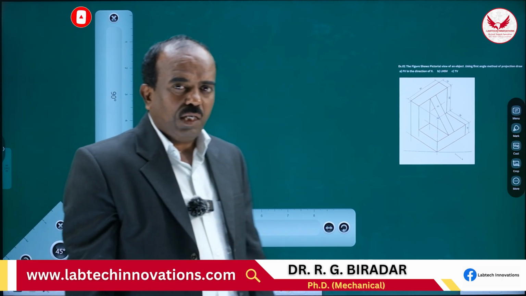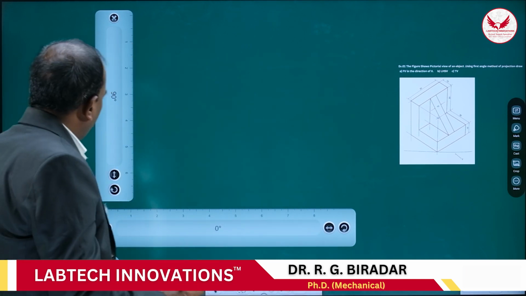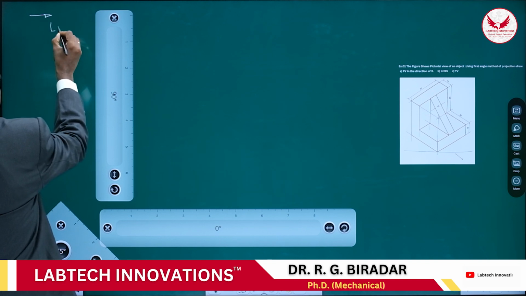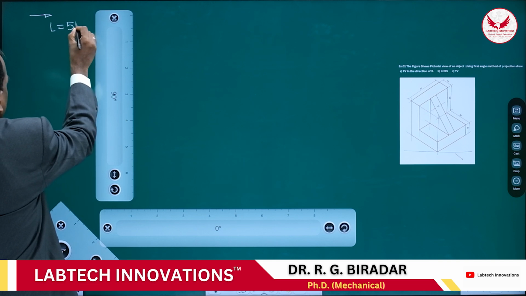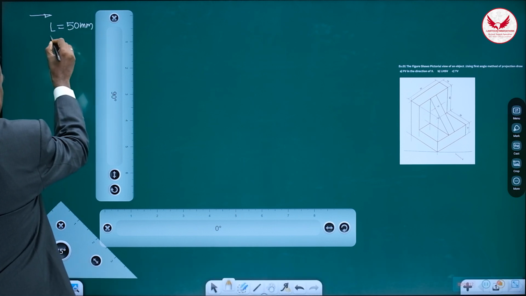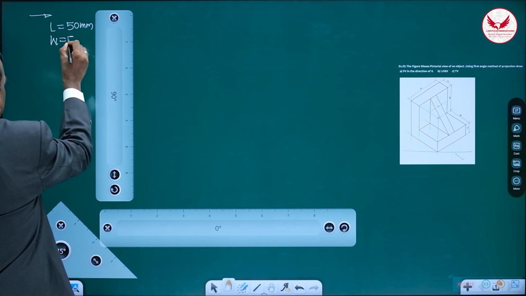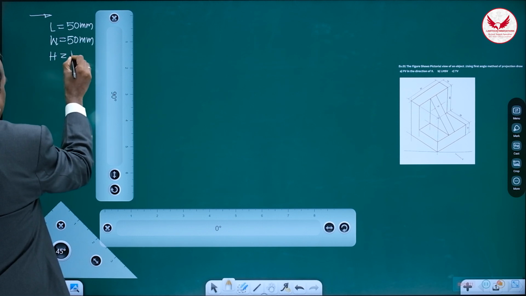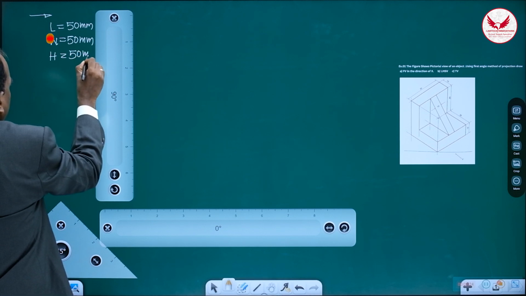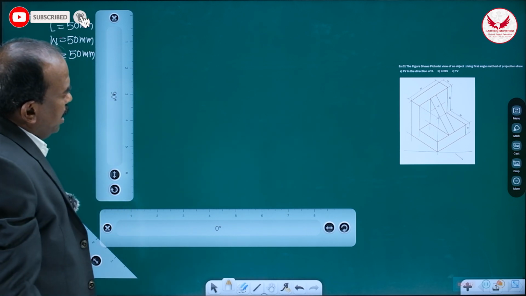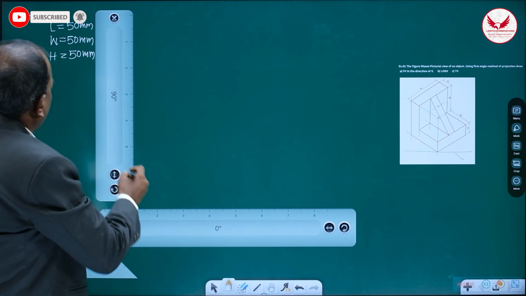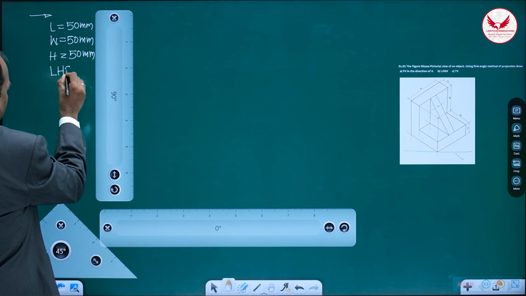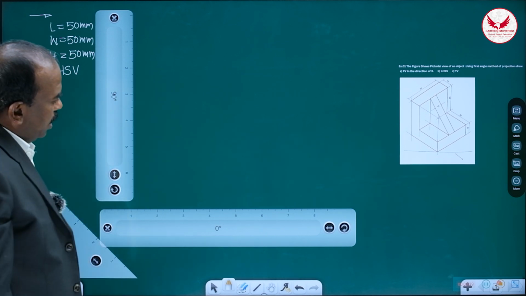Then while preparing the orthographic views, the first thing you have to do is write the overall length, width and height of the object. Length is 50 mm, width is also 50 mm, and height is also 50 mm if you see the object neatly. So these three dimensions are a must. At the same time we have to note whether it is the left hand side view or the right hand side view. These four things you write.